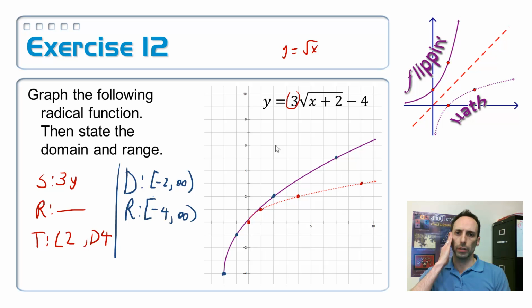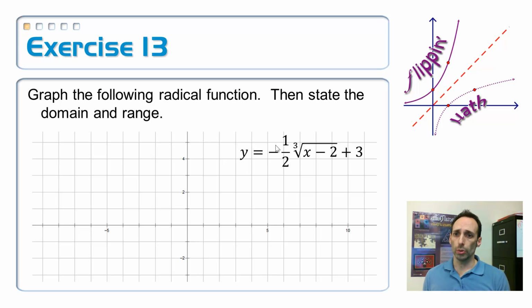All right then, so let's try that with a cube root function and then give you a chance to try it yourself. So on 13, I have a cube root function y equals negative a half cube root of x minus 2 plus 3. Let's get back to that lovely shade of red-ish. Okay. All right, so let's do the parent function on this one.